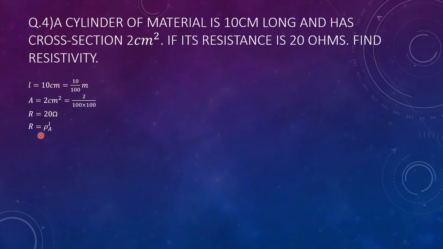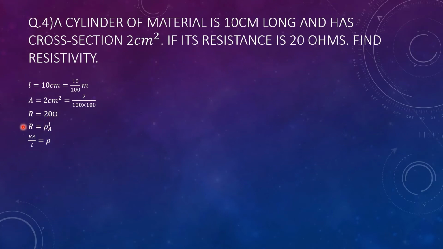R equal to rho L upon A. This is resistance, resistivity, length of conductor, and area of cross section. From here, rho as it is, L upon A is shifted to the left side.